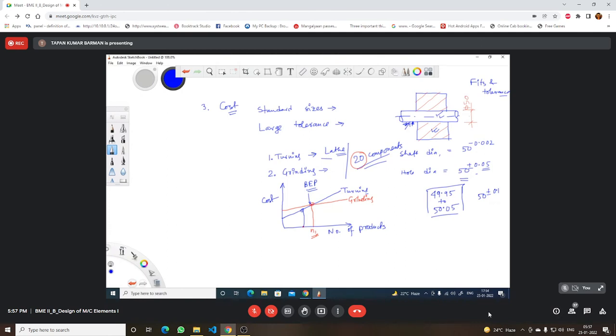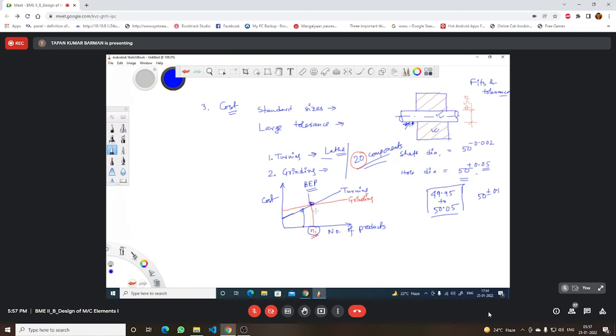Now, here what we will do, in this graph, we will try to plot. Say for example, in my case, we have got the turning operation graph like this, the blue one, and the grinding operation graph as the red one. So these two graphs are intersecting at this point. So this is the break-even point. For N1 number of products, if I use turning or grinding, either one, you will get the same cost. So that is called a break-even point.